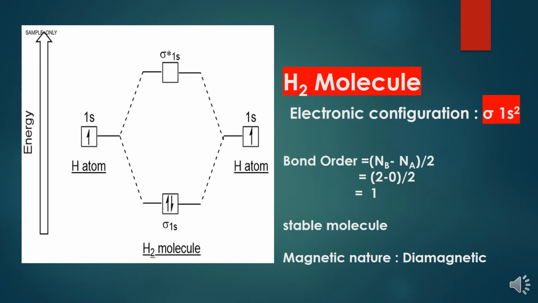So the hydrogen molecule, which is a two-electron system, will have these two electrons in its sigma 1s molecular orbital, which is a bonding molecular orbital. Now we can find its bond order, which will be 1, as you can see from the formula. The electronic configuration is written as sigma 1s2, and it is a stable molecule because the bond order is 1. And for magnetic nature, as both of the electrons are paired, it is diamagnetic in nature.